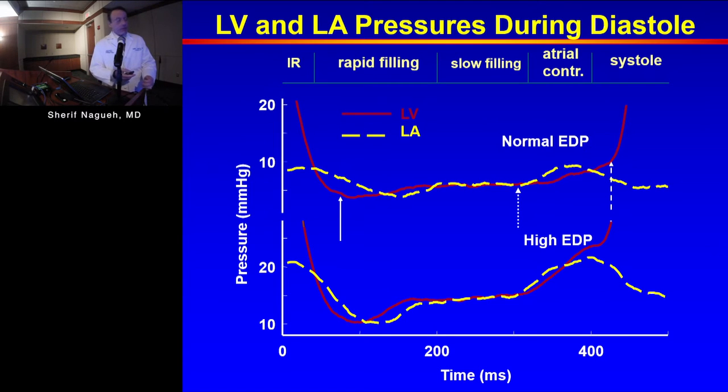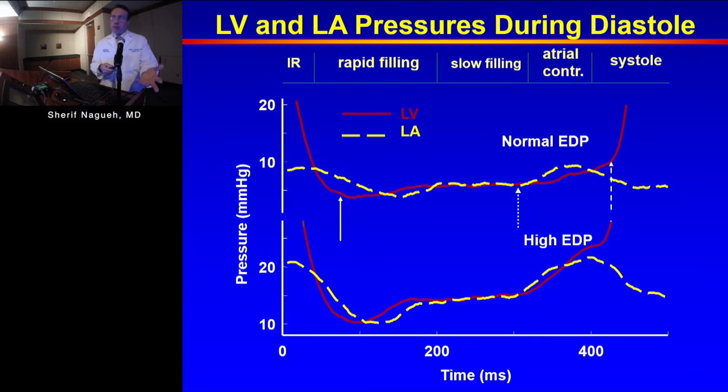So the top panel shows the pressure in the left ventricle in red, pressure in the left atrium in yellow, interrupted lines, from a normal dog. During the closure of the aortic valve and before the mitral valve opens, there is a rapid decline in LV pressure in normal hearts, leading to a very low pressure called the minimal pressure.